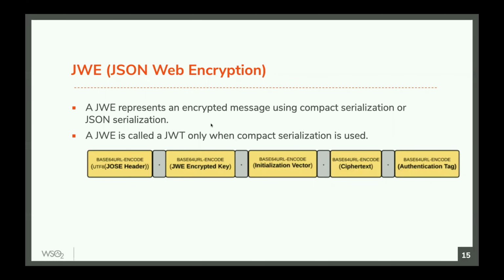This is a representation of a JWE. A JWE represents an encrypted message using compact serialization or JSON serialization, but we call it a JWT only if it is using compact serialization.